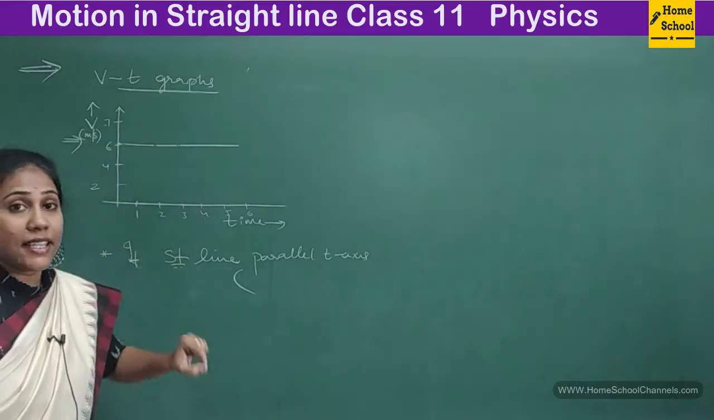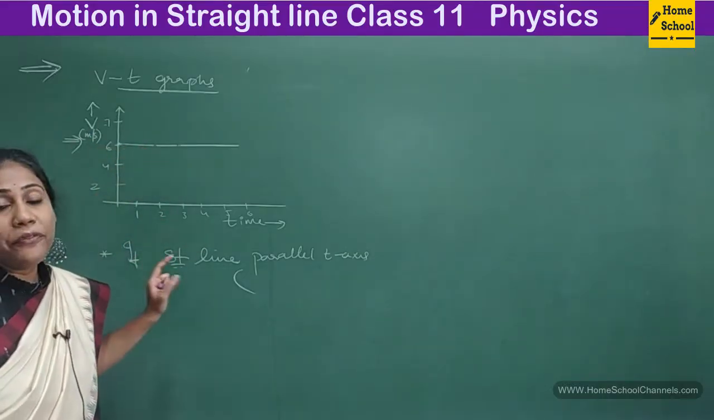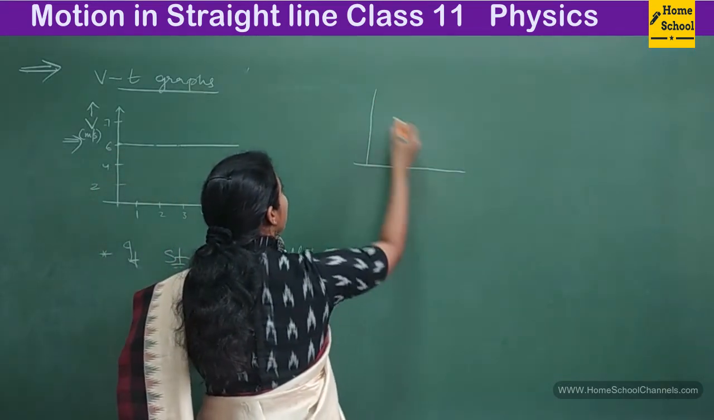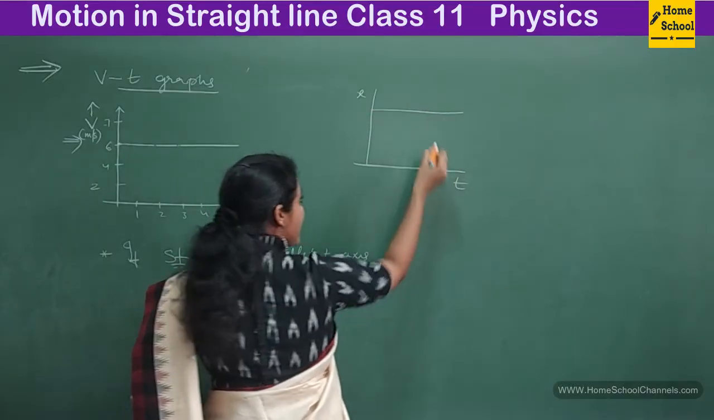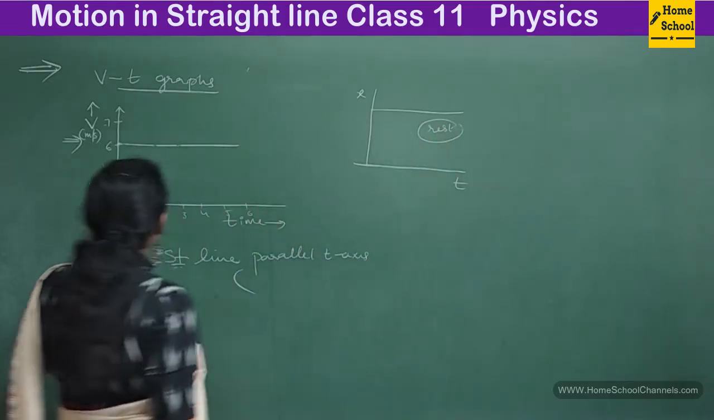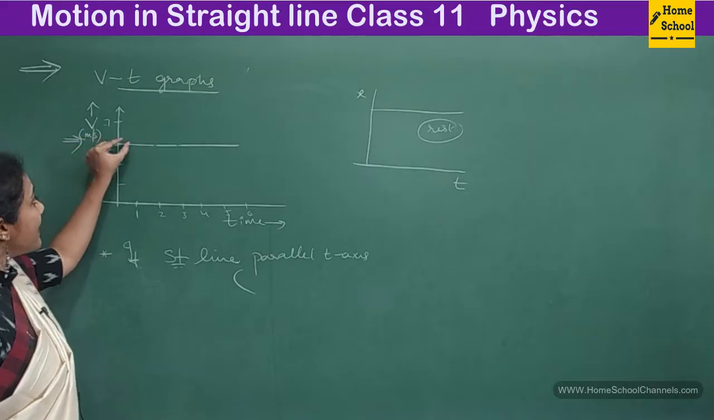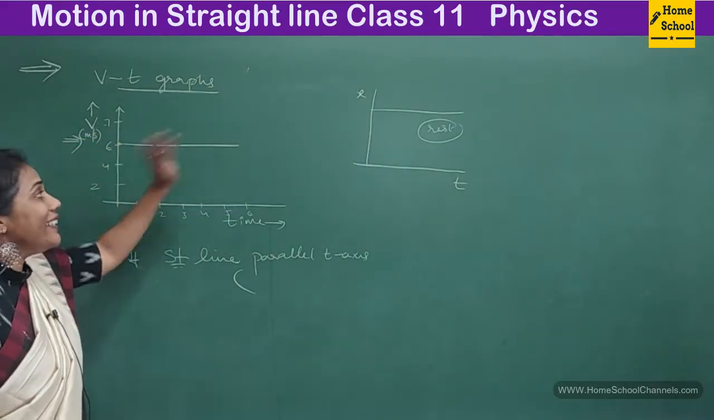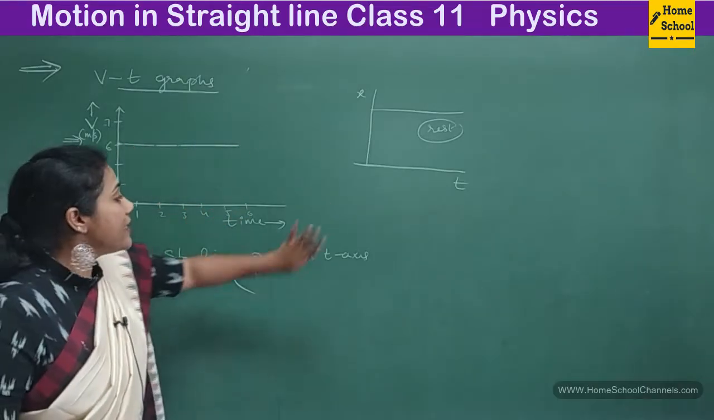The object's velocity is the same. It's not that the object is at rest. Many of them will get confused here. You know what? In the XT graph, in my previous video, I told you if the XT graph is like this, it means that the object is at rest. But this is the velocity time graph. It means that the object's velocity is the same, right? It doesn't mean that the object is at rest. See, the object is moving with constant velocity.